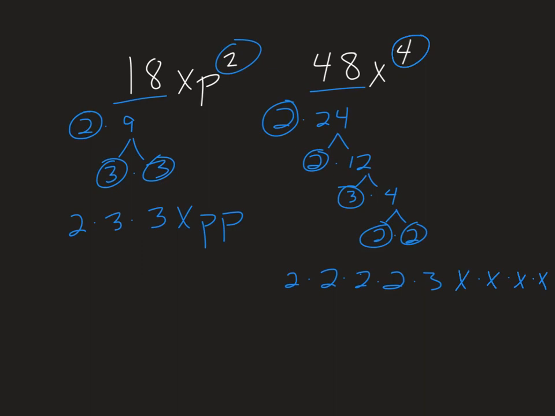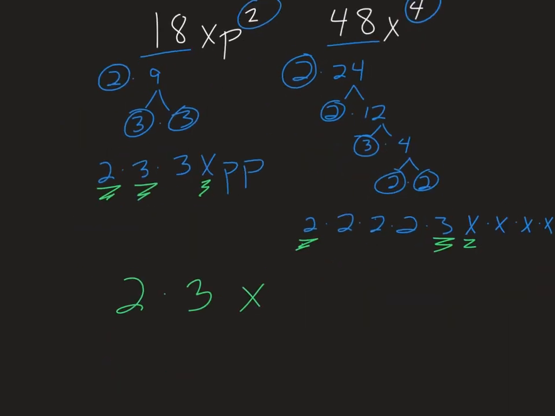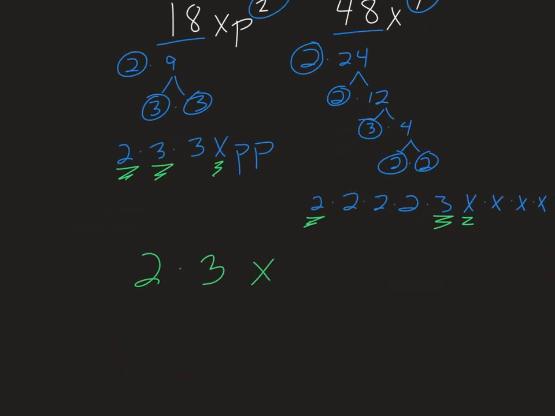So I've got them fully factored. Now let's see what they have in common. 2 and 2. I've got a 3 and a 3. There's an x that we can factor out of both of them. And that's it, right? Because this one has p's, but the other does not have p's. So 2 times 3 times x gives us our greatest common factor of 6x.